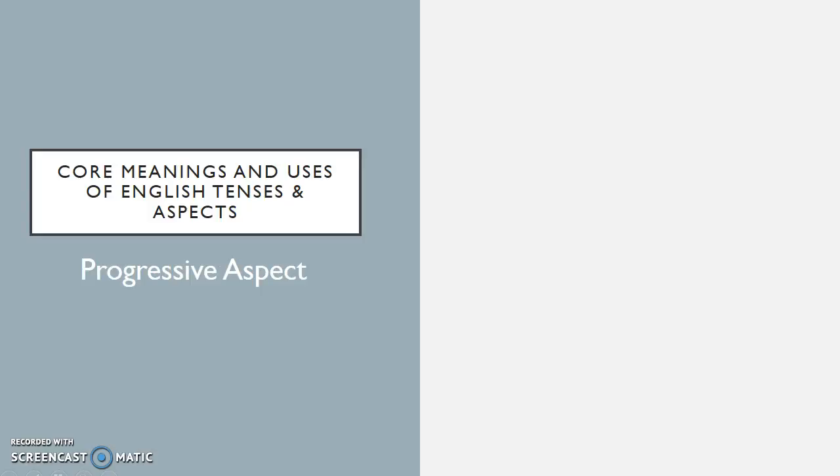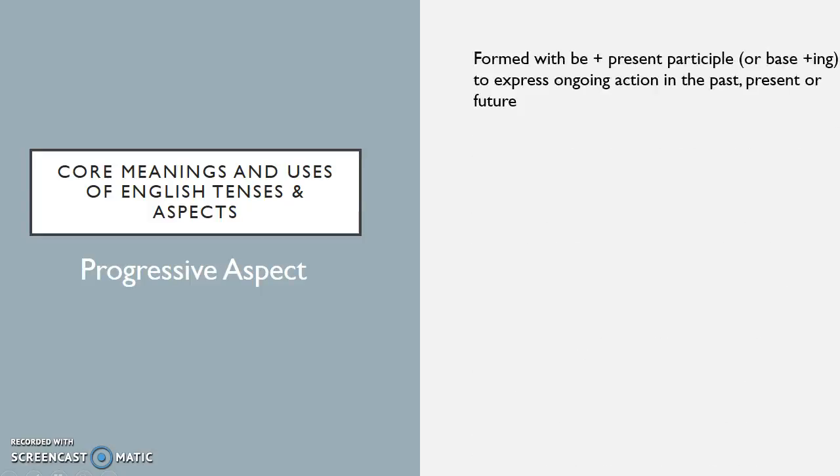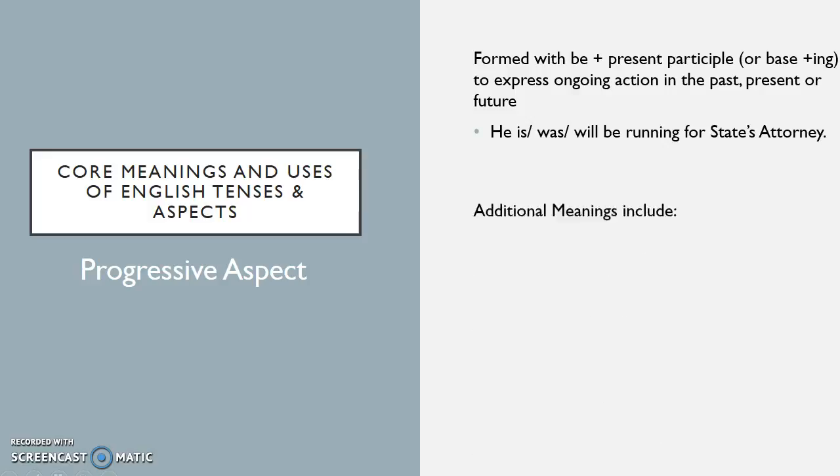Now let's look at the progressive aspect. It is formed with be plus the present participle, or the base form of the verb plus -ing, to express ongoing action in the past, present, or future. Some examples would be: he is, or was, or will be running for state's attorney.